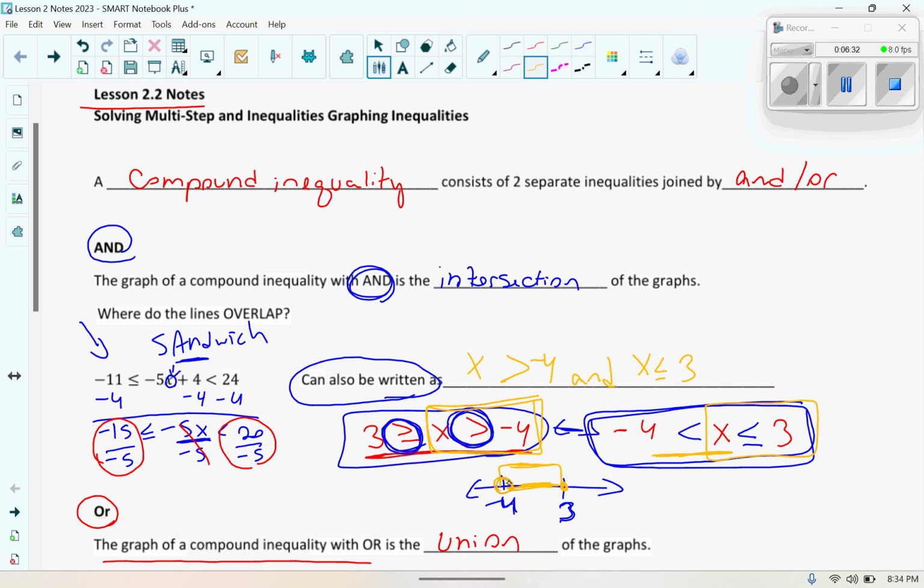That's why I think about it as a sandwich, because those answers are sandwiched in between the smallest number and the biggest number. So for instance, I could have -3 be a solution, or -2, or -1, or 0, or 1, or 2. Even 3 would work. All of these numbers are in between -4 and 3.